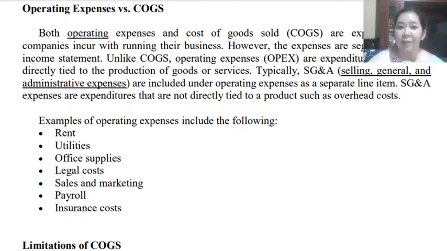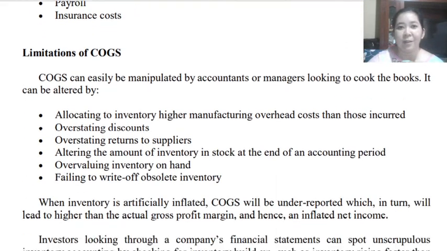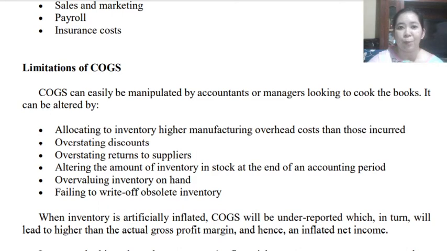Okay, so rent, utilities, office supplies, legal costs, sales, marketing, payroll, insurance costs, and others. So this is just to differentiate between an operating expense and cost of goods sold. So what are the limitations of cost of goods sold?